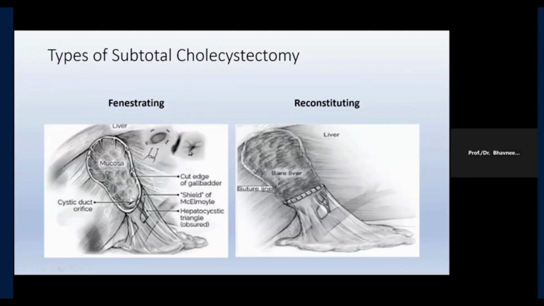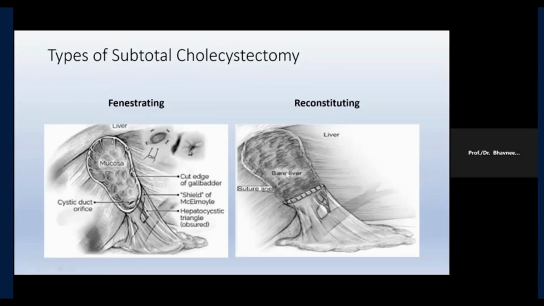The diagrams will help you understand the difference between the two. Here, we are going to remove the anterior wall, most of the gallbladder, and leave the difficult part of the dissection. The posterior wall of the gallbladder remains adherent to the cystic plate, but you are going to make sure to ablate this mucosa thoroughly. Then many surgeons try to close the cystic duct orifice here, and some simply leave this open. The problem here is you can have a lot of bile leak in the postoperative period. The other approach is reconstitution, where you remove the part of the gallbladder which you can do safely, and then you close the remaining part of the gallbladder.